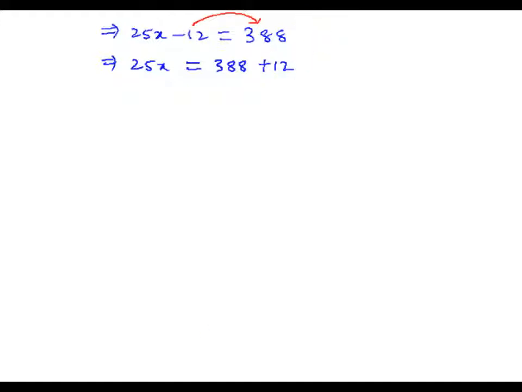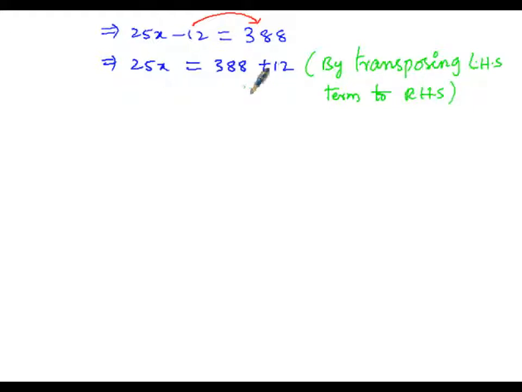So I got this logical step by transposing the LHS term minus 12. So your LHS term is transposed to the right hand side. So minus 12 becomes plus 12 here. So it is transposed to RHS. By this reason I got this logical step.